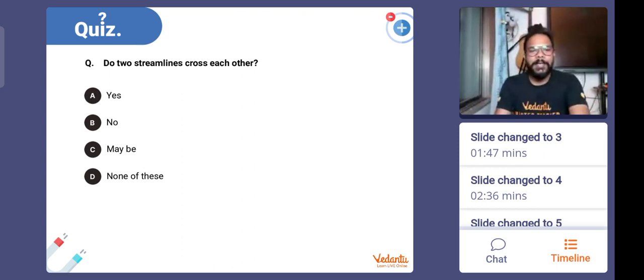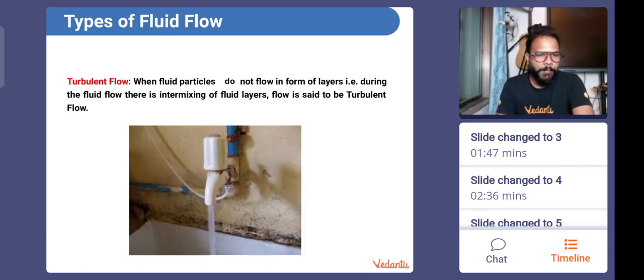Everyone, so I just told you guys that the two streamlines will never cross each other, because the streamlines are suggesting the direction of the flow and the velocity of the particle. That's why they will never be intersecting with each other, because otherwise it will be meaningless to talk about the streamlines. Okay. A brief discussion of turbulent flow also, guys.